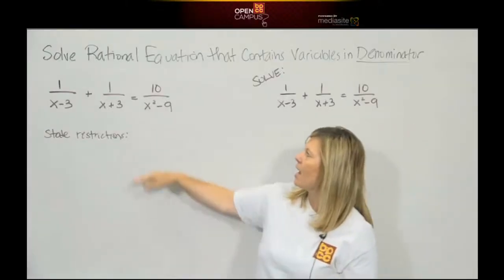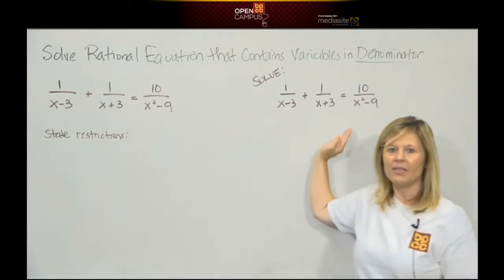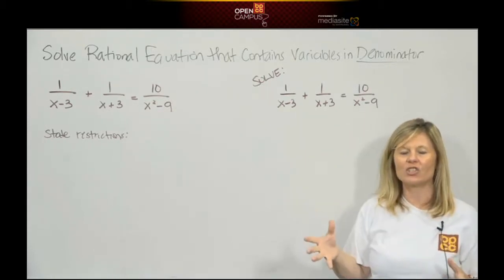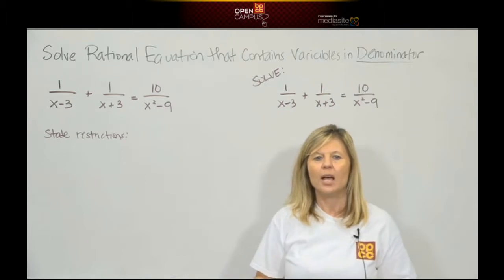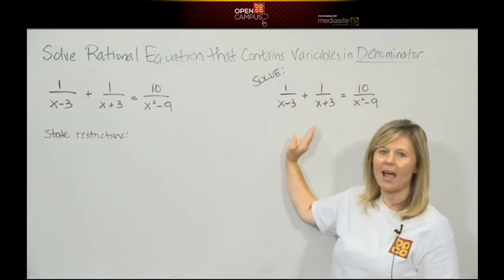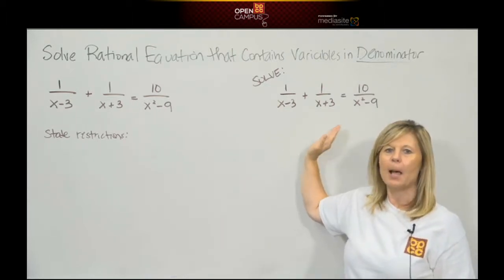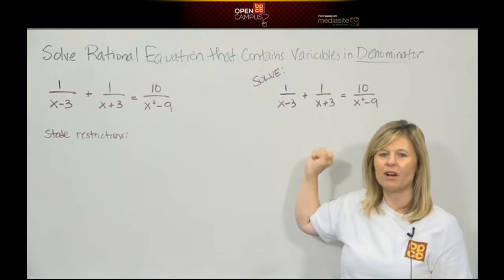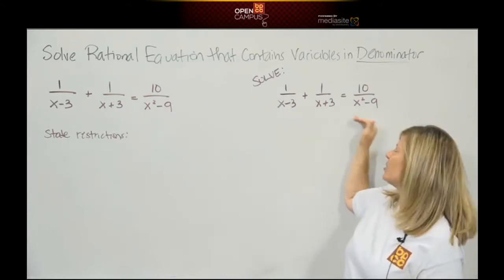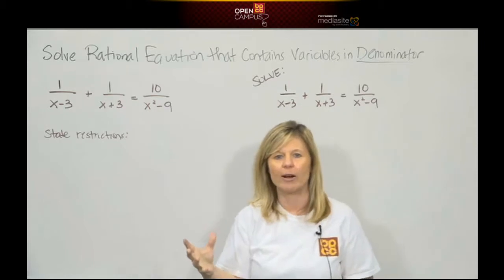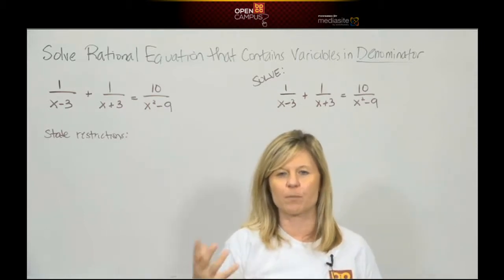Okay, ladies and gentlemen, I have up here an equation. And this equation has fractions in it, so it's a rational equation. Our goal is to solve it for x, to get x isolated. But if you look, this equation is very different. We have x's in the denominators and not in the numerators, and that causes an extra problem.